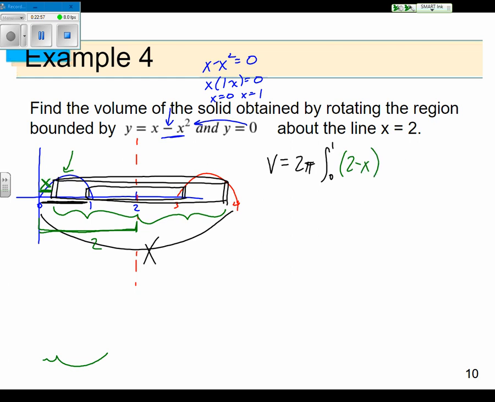I can't just do 2 pi x or 2 pi y this time because I'm not on the axis. Next, I got to do the height of each strip. Well, luckily it's sitting on the axis, so this is always staying the same. The height of each strip is going to be whatever this blue parabola line is, which we said was x minus x squared.